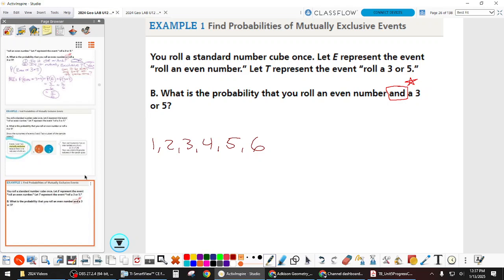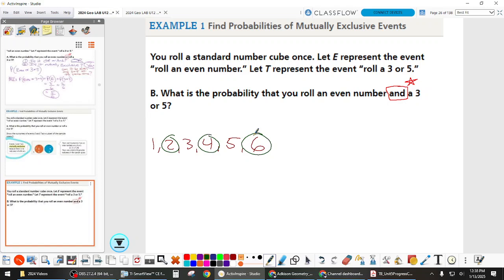Those are the options when I roll this die. There it goes. I'm asked, what's the probability of rolling an even and on that same roll a 3 or 5? Good, Emma. Good job. Anybody else? What are you feeling? Tell us about that. It's not possible. You can't roll them at the same time.